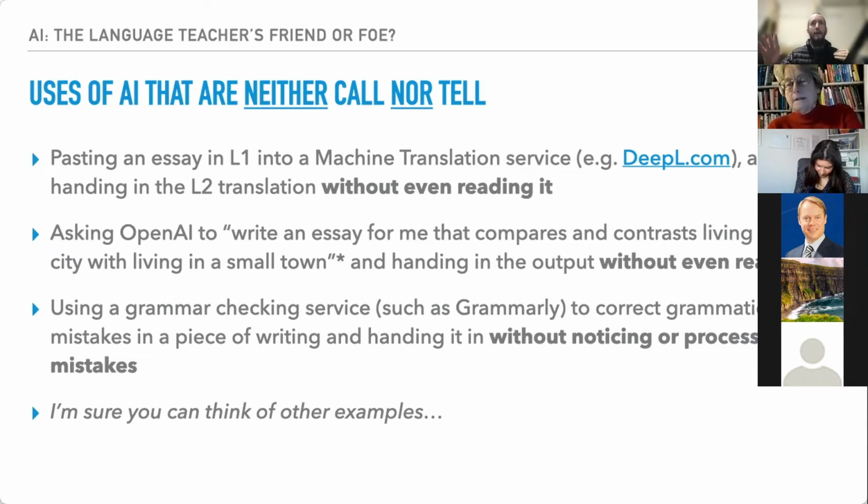Now, if they were going to their sister or brother or parent who spoke really good English, for example, and asking them to write the essay for them, obviously that would be impermissible and judged as plagiarism or cheating or something like that.